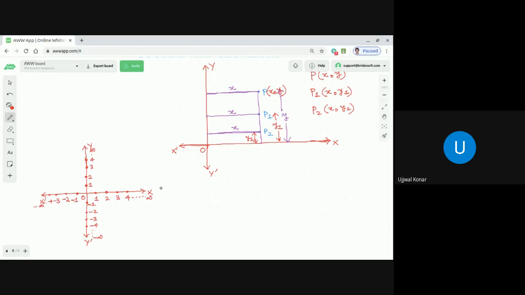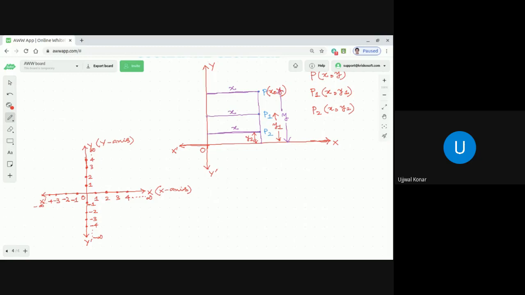So what we learned, dear students, this is known as the x-axis. This is known as the y-axis. I hope it is clear so far. Any doubt, any smallest doubt, you can let me know.